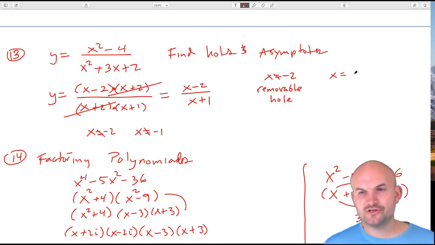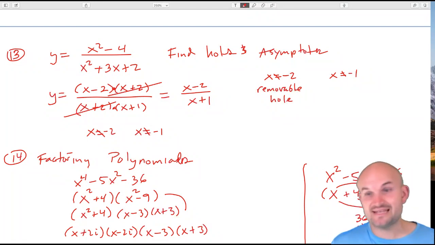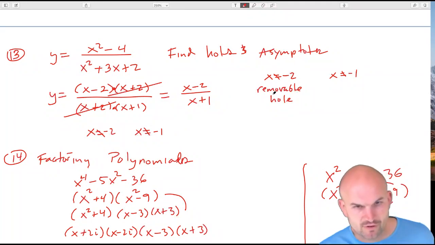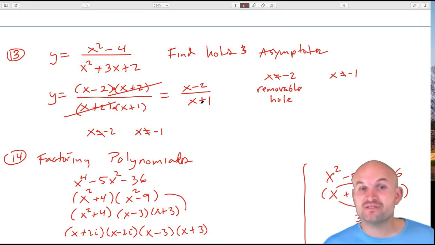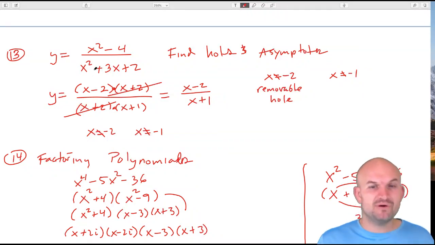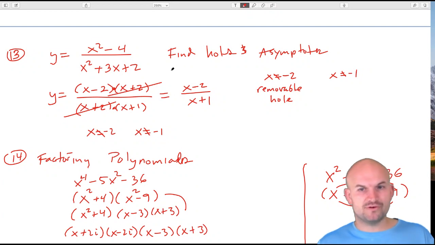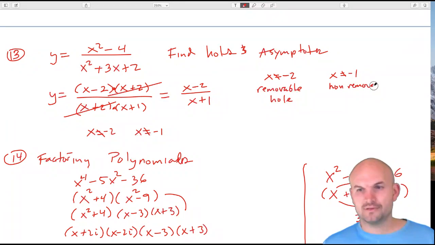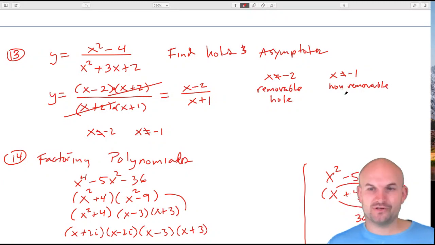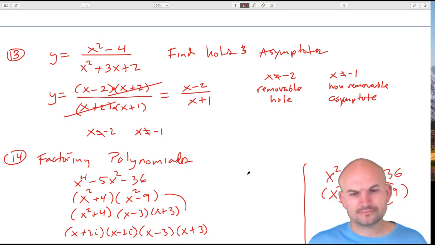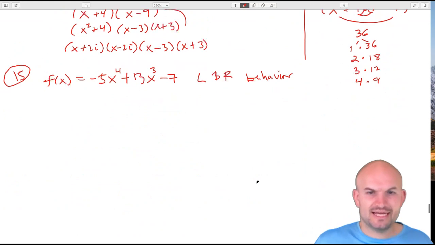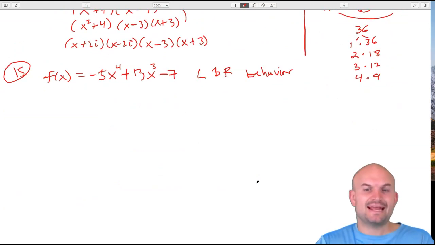The other discontinuity, the other number that's going to make our function have 0 in the denominator, is negative 1. If you take negative 1 and plug it into your denominator, you're going to get 0 in the denominator, or go back to the original problem. But notice, negative 1 never got removed, right? It's non-removable. And a non-removable discontinuity, in our case, is going to be an asymptote. And there you go.